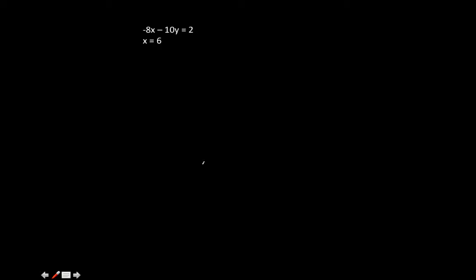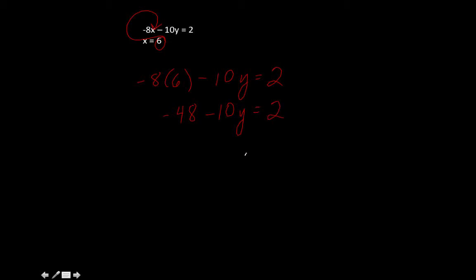Okay, on this one, x is given to you again, so you just plug this in. So minus 8 times 6 minus 10y is 2, minus 48 minus 10y is 2. So we'll add 48, minus 10y is 50. y is minus 5.